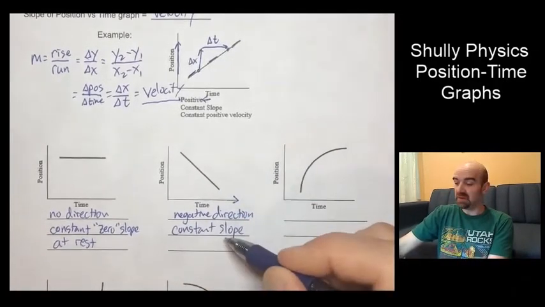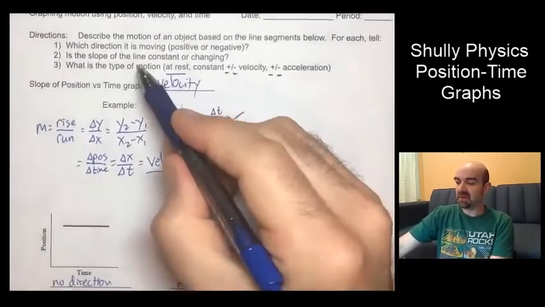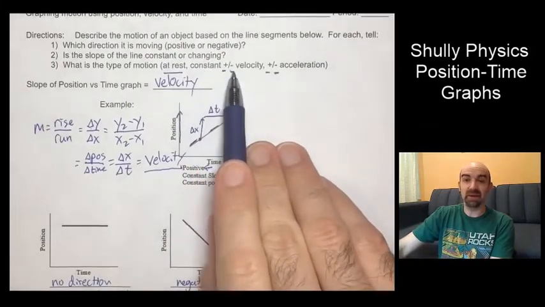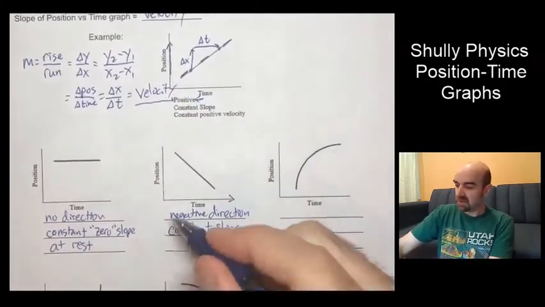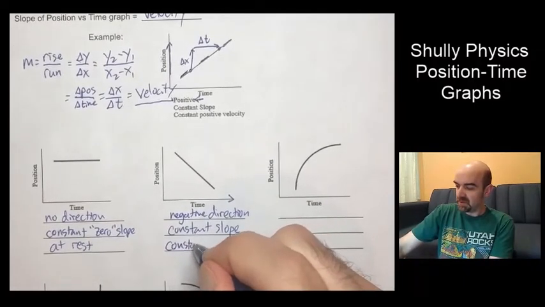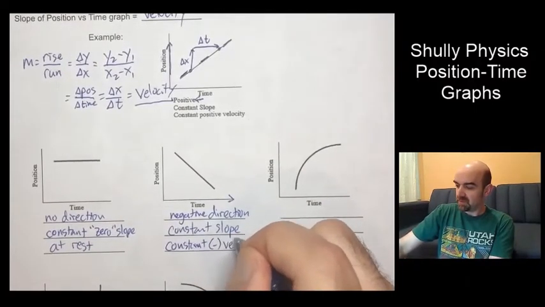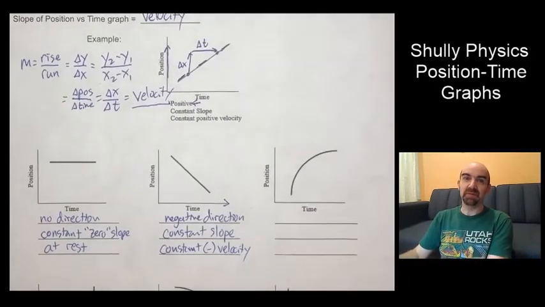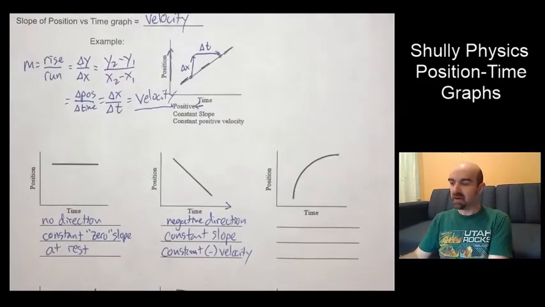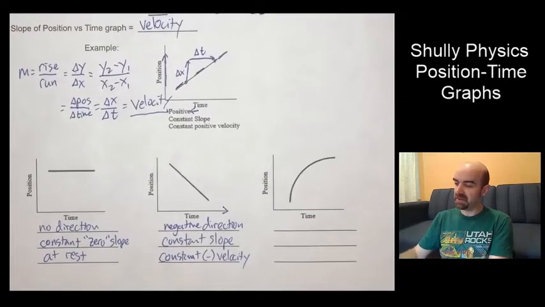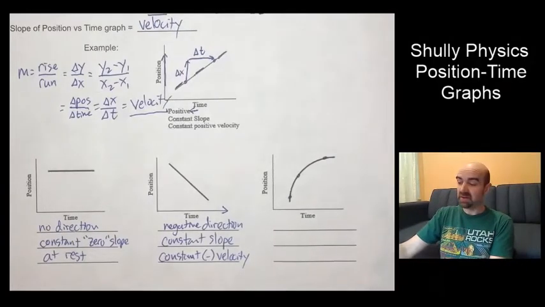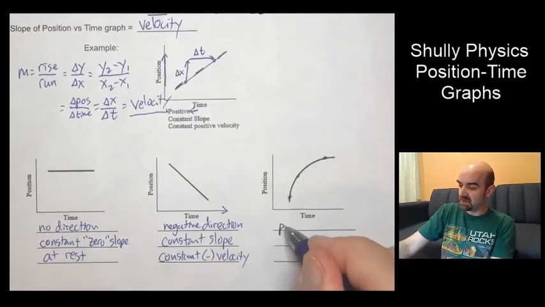So if the slope is constant and negative, then the velocity is constant and negative. So the best descriptor here is a constant negative velocity. Write that down. All right, it's not getting faster, it's not getting slower, but it is moving in the negative direction at a constant speed. On our third one, changes a little bit here. As time goes by, what's happening to the position? The position is increasing. So this is a positive direction of motion.